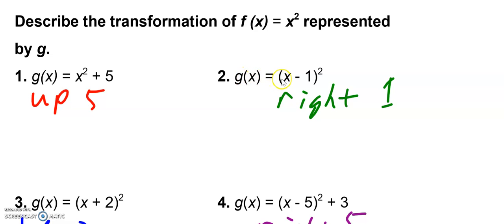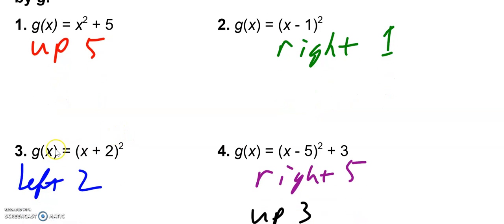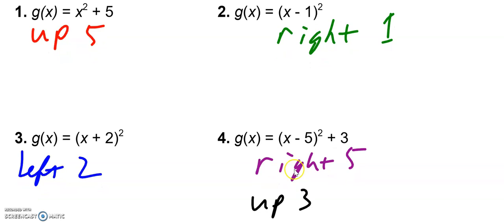Here, for number 2, g of x is the quantity x minus 1 squared. So now the minus 1 is inside of the parent function, so this is going to go to the right 1. Number 3, g of x is the quantity x plus 2 squared. Again, the plus 2 is inside of the parent function, so this is going to go left 2. And number 4, g of x is the quantity x minus 5 squared plus 3. So we have two transformations here. Here we're going to go right 5 and up 3.